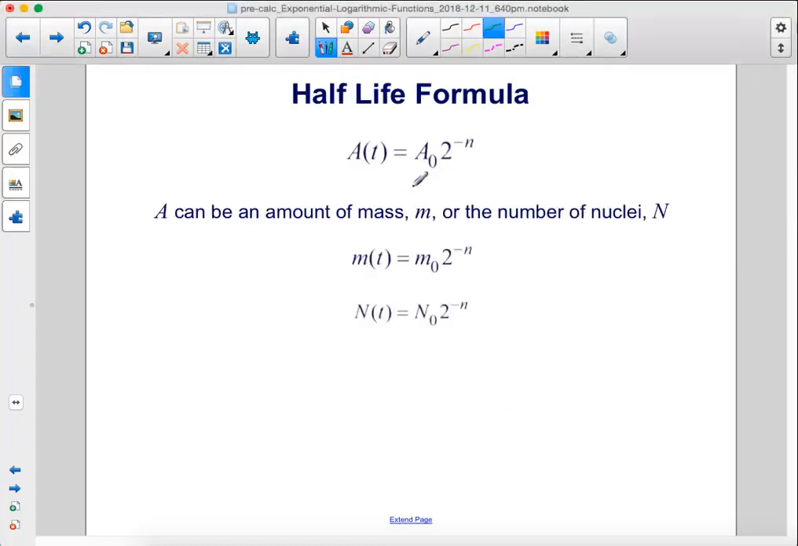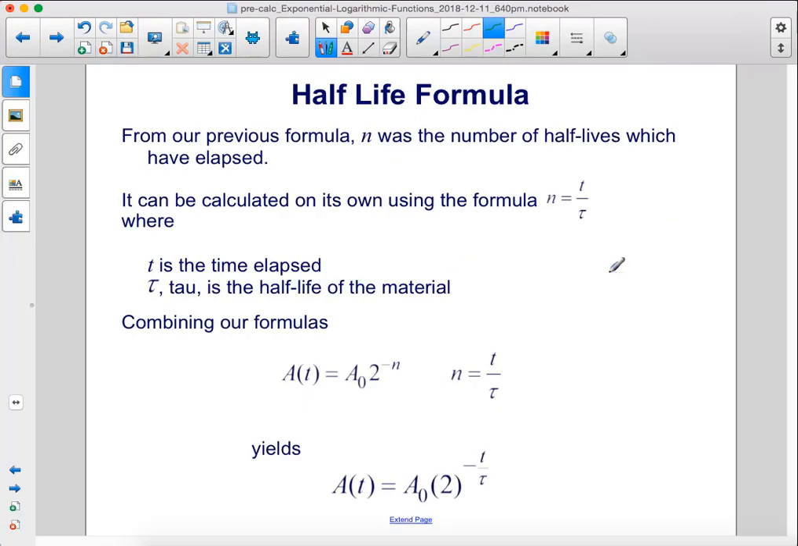A can be an amount of mass, m, or the number of nuclei, n. M of t equals m naught times 2 to the negative n power, or n of t equals n naught times 2 to the negative n power. From our previous formula, n was the number of half-lives which have elapsed. It can be calculated on its own using the formula n equals t over tau, where t is the time elapsed and tau is the half-life of the material. Combining our formulas yields A of t equals A naught times 2 to the negative t over tau power.